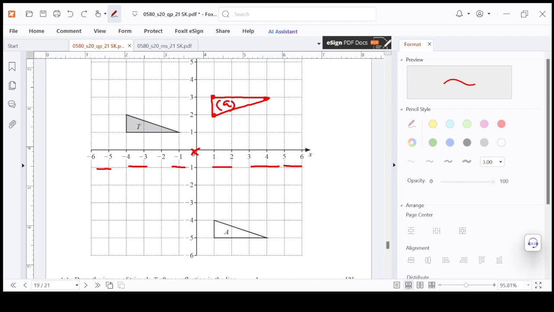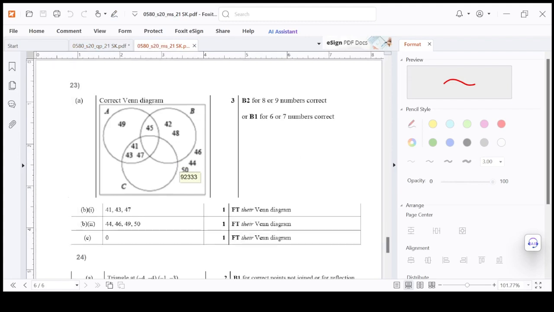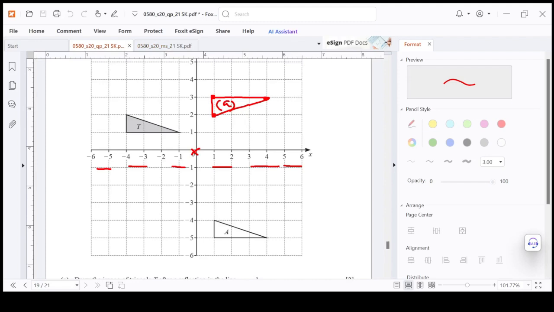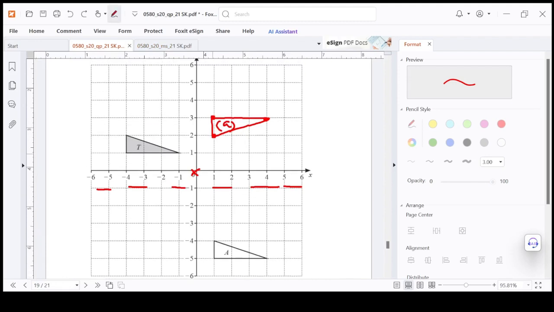I'm going to attach a video in the description that teaches you how to rotate a triangle using tracing paper, and also how to find the center of rotation using tracing paper. So for now I'm just going to write down the answer given. It's (1, 1), (1, 4), (2, 4). This should be it. I'm making a dotted one. You'll make a solid one.